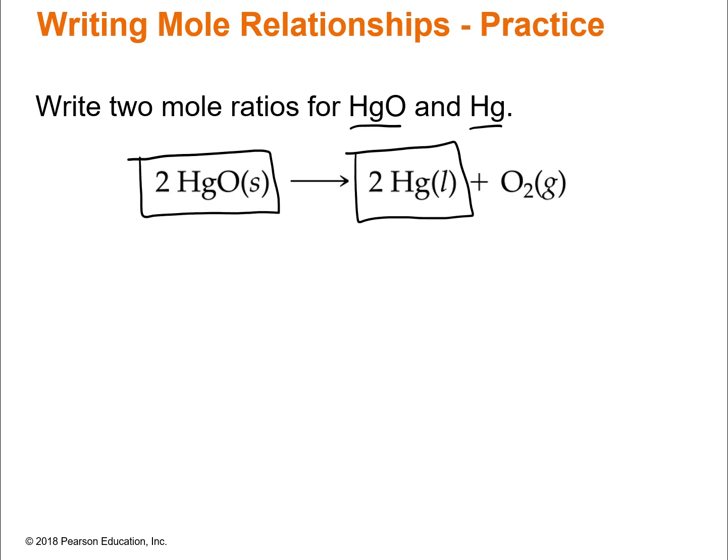Okay, that was a little bit more than a minute. We've got to write 2 mole ratios for mercury 2 oxide and mercury. You look at the chemical equation, make sure that it's balanced, and then all you do is write what you see.